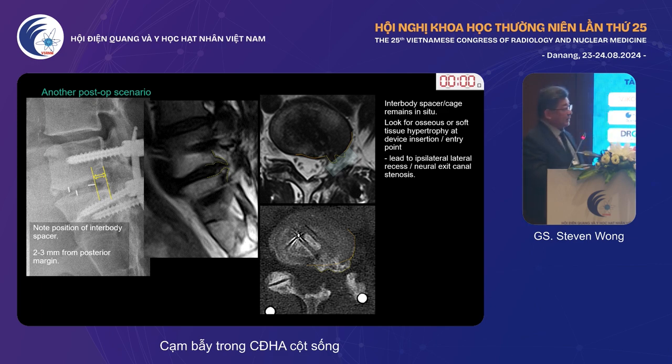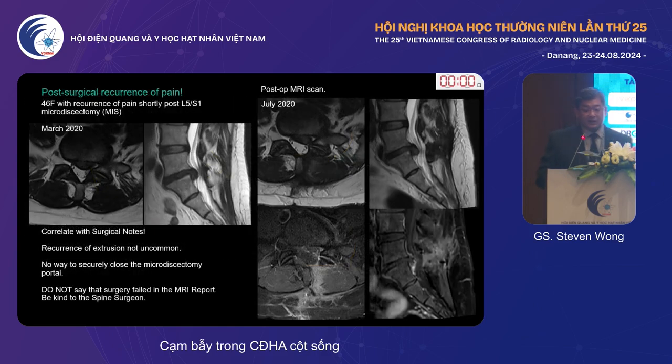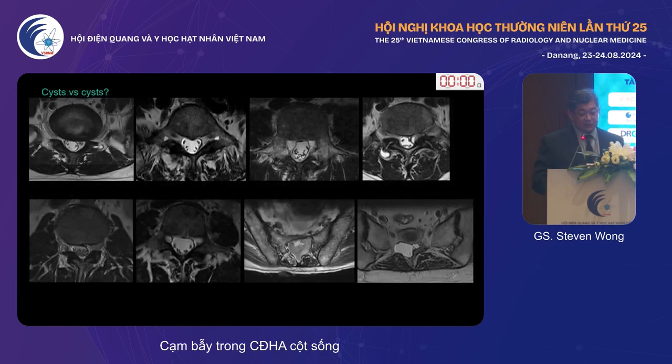So the normal positioning is 2 to 3 millimeters from the posterior margin, and there will usually be a check X-ray after the surgery for you to determine the original postoperative position of the spacer. Right, if you have surgery and then unfortunately you have pain, it may mean that your disc protrusion has come back. There's no way for the surgeon to close off the hole, right? So if the patient complains of pain post-surgery, do an MRI, look for abscess, look for fluid collections, or see whether the disc protrusion has recurred.